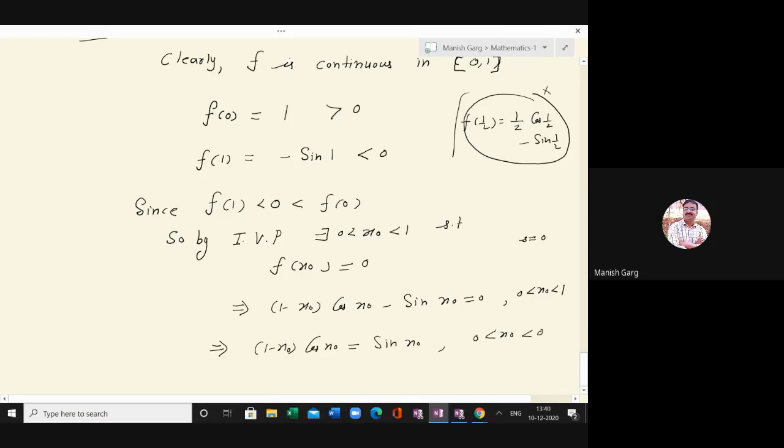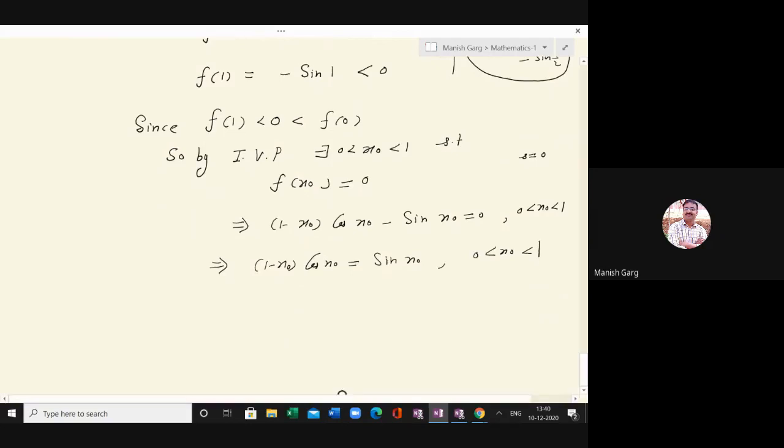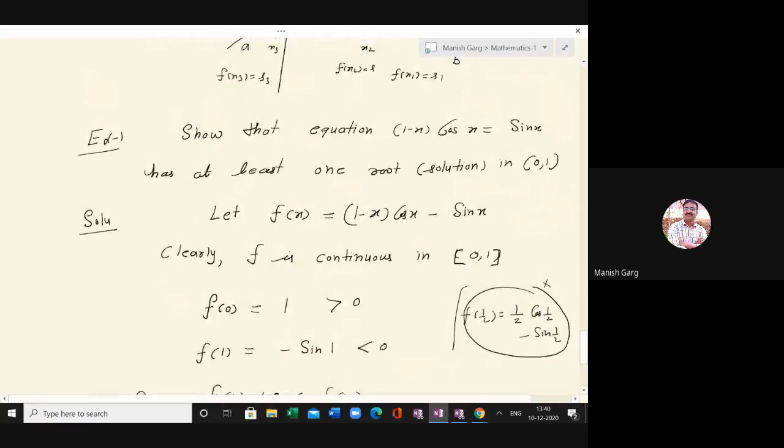It means x naught is the solution of this equation: 1 minus x cos x equals sin x. So x naught is a solution of the equation 1 minus x cos x is equal to sin x. This is what you have to prove: that it has at least one root, and one means one solution.